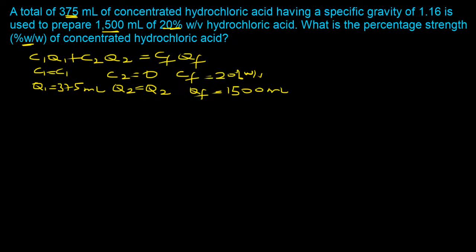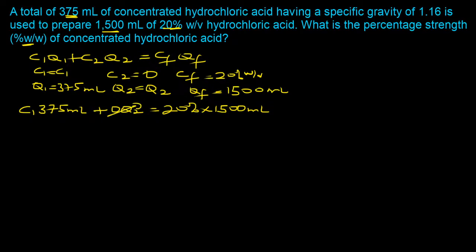So we can substitute all this information into the equation. We'll then use that to find what C1 is, but that concentration will be percentage weight by volume, and we'll then convert that to weight by weight. Okay, so we will have C1 times 375 milliliters plus 0 times Q2 should be equal to 20% times 1500 milliliters.